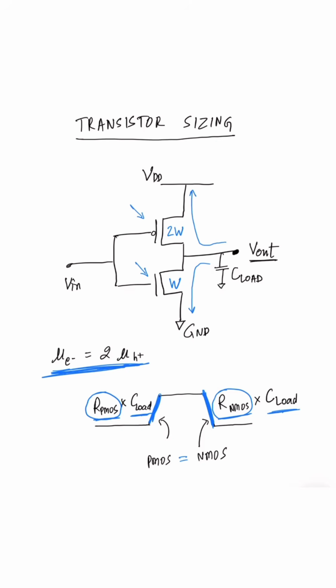So to answer this question, we can say that because we want to make the rise time and fall time equal, and because the mobility of electron is twice that of a hole, we have to make PMOS 2x the width of that of an NMOS. So that's how the transistor sizing will be done in case of this inverter.